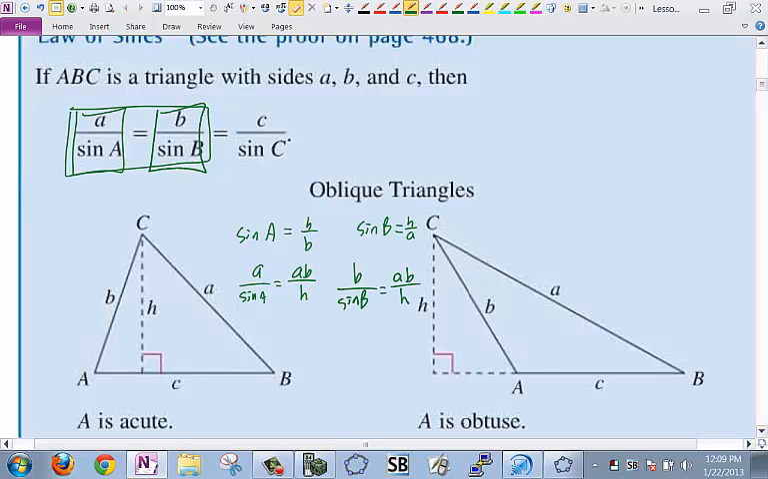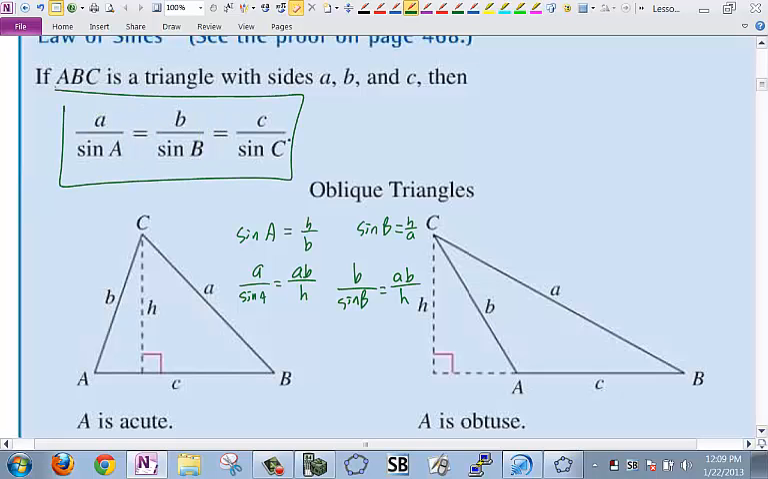listen. Now you could easily prove that A over sine A equals C over sine C by drawing a different height. You could easily prove B over sine B equals C over sine C by drawing a different height. But they all end up equaling each other. Okay? So simple SOHCAHTOA can be used to prove that law of sines does in fact work.